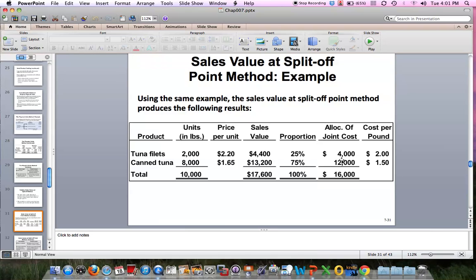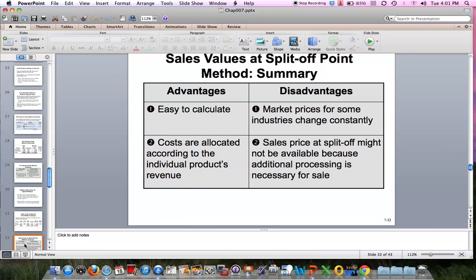So we're going to say of that $16,000 worth of cost to allocate, 25% or $4,000 goes to fillets, 75% or $12,000 goes to canned, and we get a different cost per pound then, which probably makes a little bit more sense than what we did with the previous method. And so, sales value at split off.